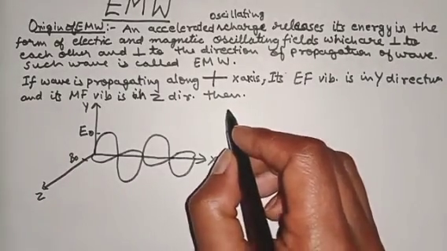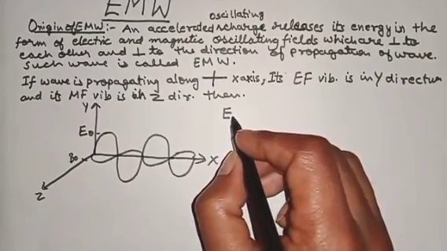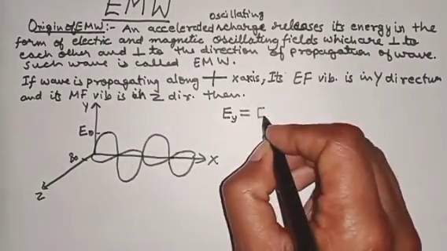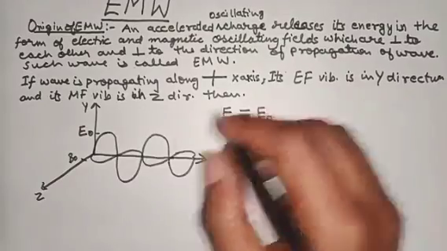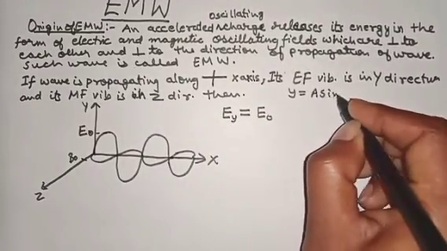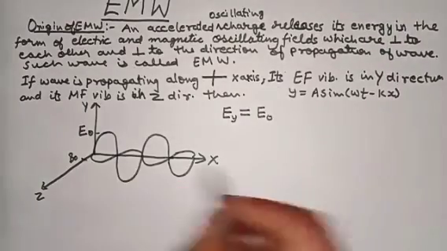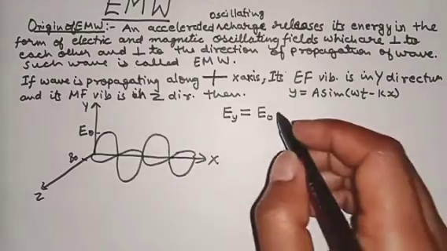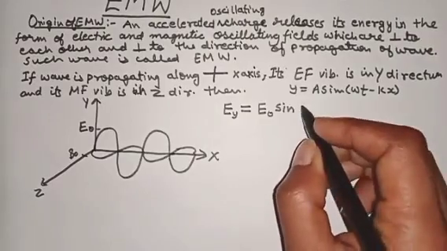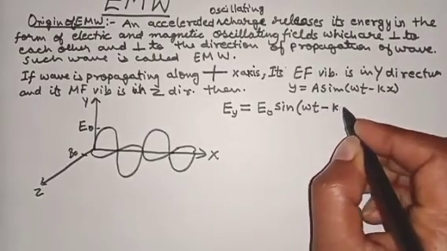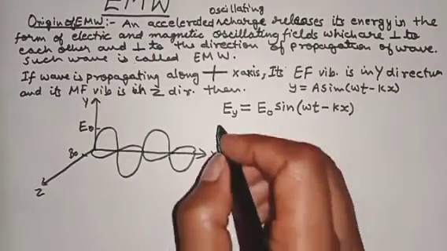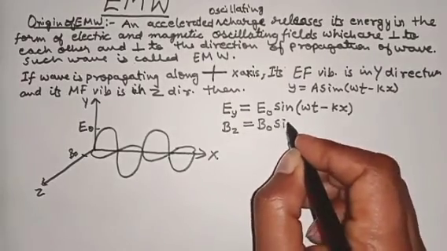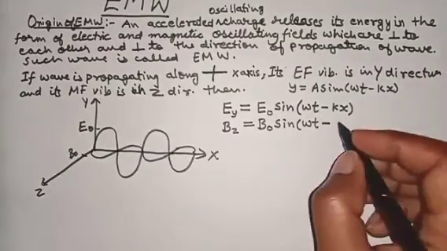So its equation will be the equation of the electric field. I am putting a subscript y so that we can easily understand that its vibrations are along the y-axis: E_y is equal to E naught sine omega t minus kx. A general sinusoidal equation is y equal to a sine omega t minus kx. If it is propagating along the positive axis, then the negative sign occurs here. And in the same way, the magnetic field, which is along the z direction, is B_z equal to B naught sine omega t minus kx.